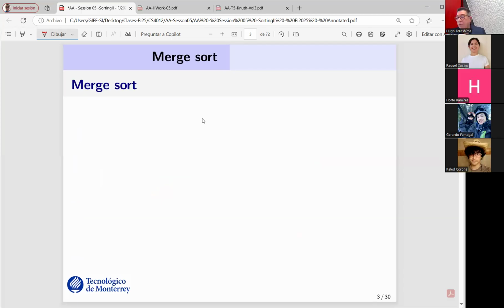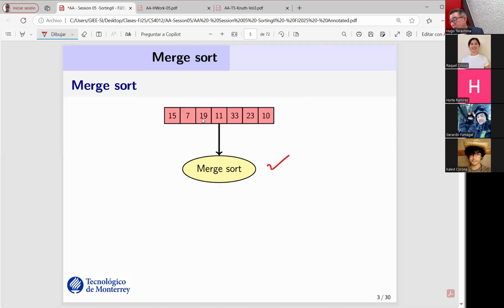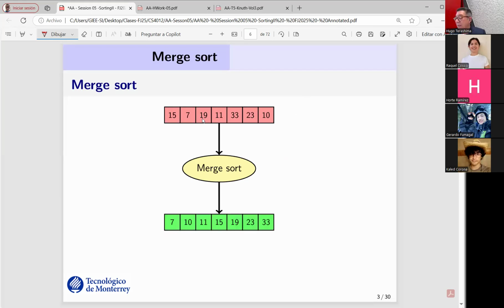Okay, so when we talk about merge sort, we are talking specifically about this process, merge, and this we'll see. So we have an array, an unsorted array usually, and we are going to do a process called merge sort, and we expect to have the sorted array at the end. Usually we say that the array is sorted in ascending order, but you can always sort the other way around, descending order, doesn't matter.